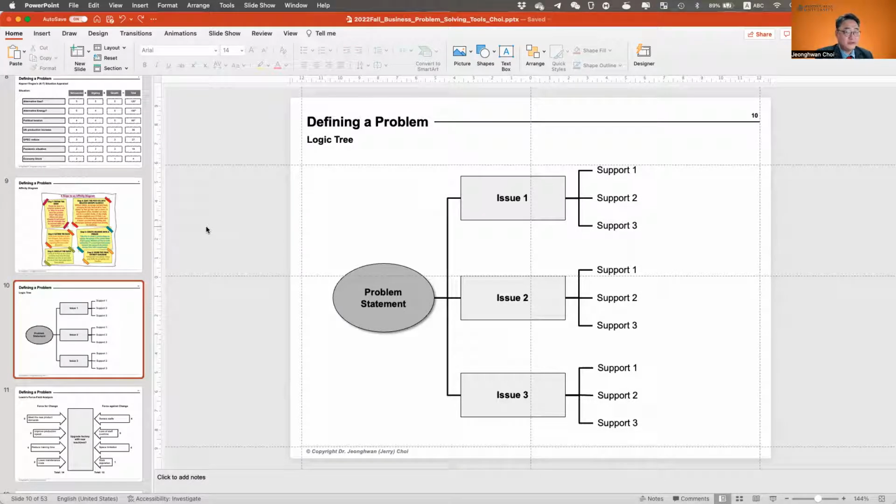All business consultants participate in making this logic tree. We fight in order to identify the best problem. This is most popular. Logic tree is the most popular tool for defining a problem. So we love it.